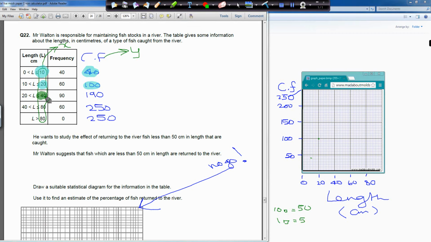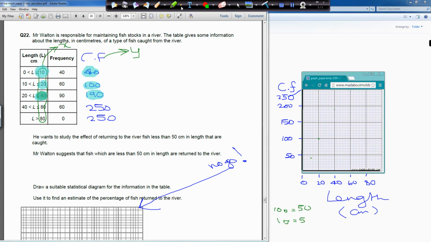Next set of coordinates is going to be 40 along the x. Whoa, that's a horrible color. And 190 along the y. 40 and 190. So let's change back to our green. So 40 and up by 190. So 190 is going to be 2 squares less than 200. Each 2 squares up is worth 10. So 160, so 190 will be 2 squares below that.